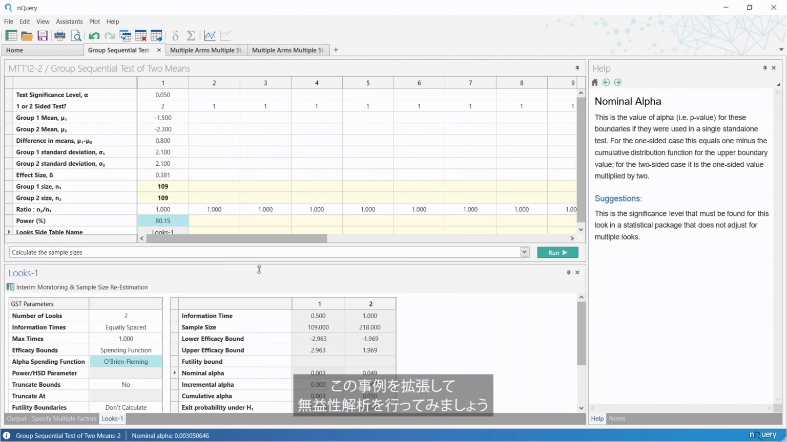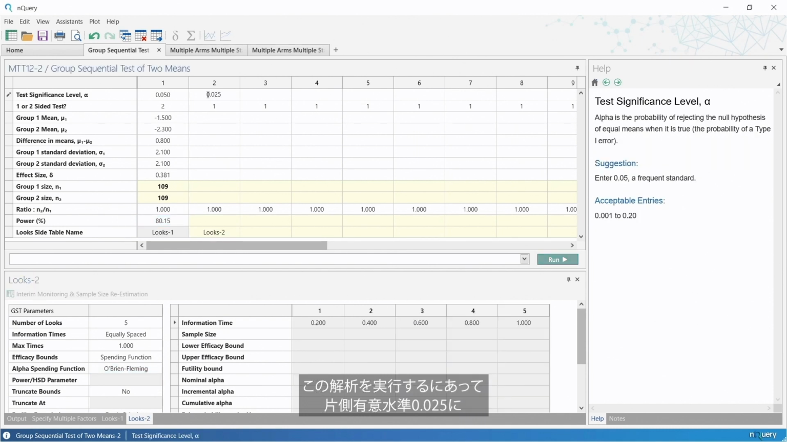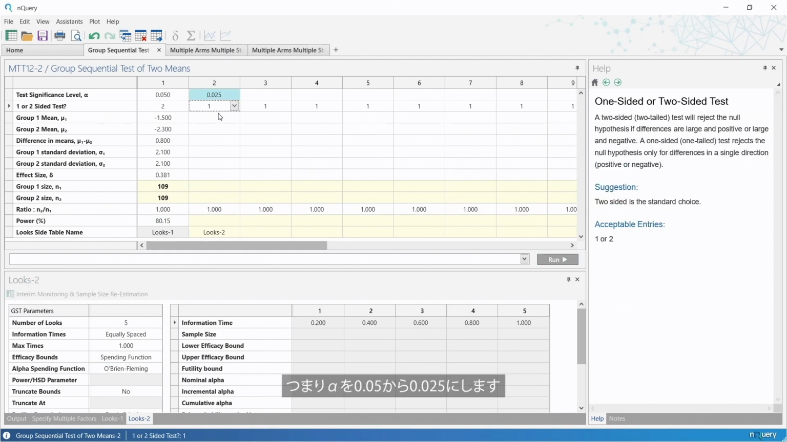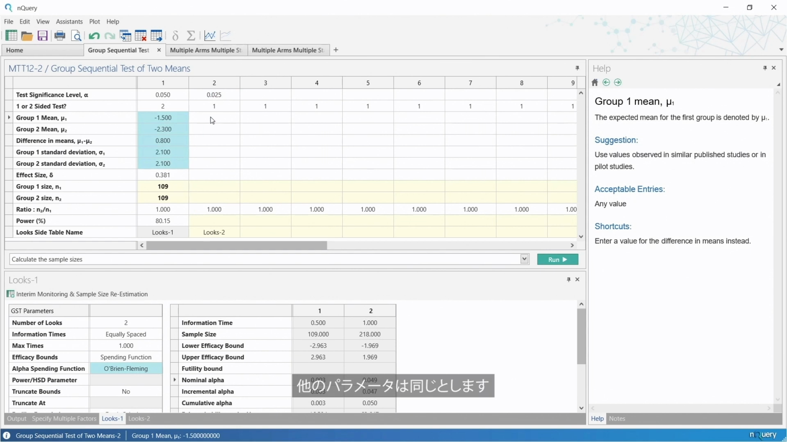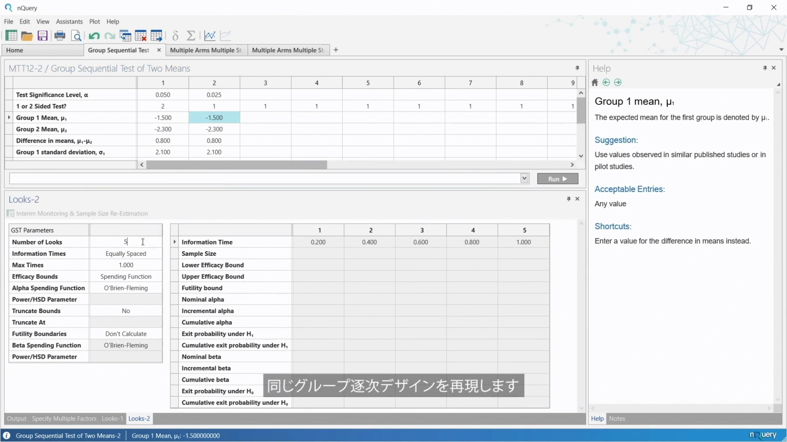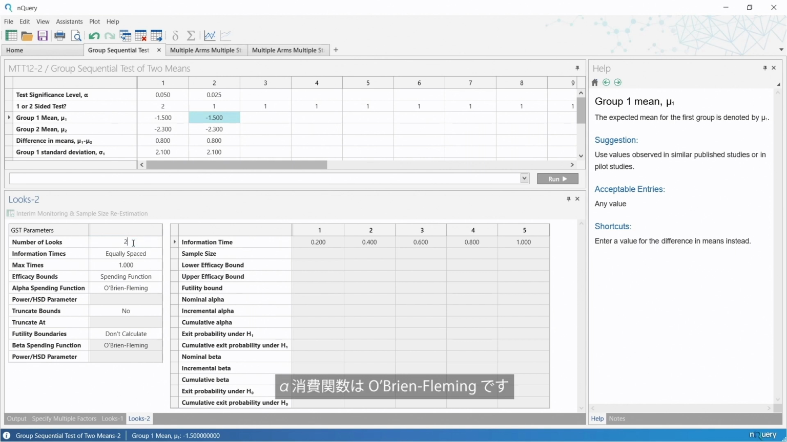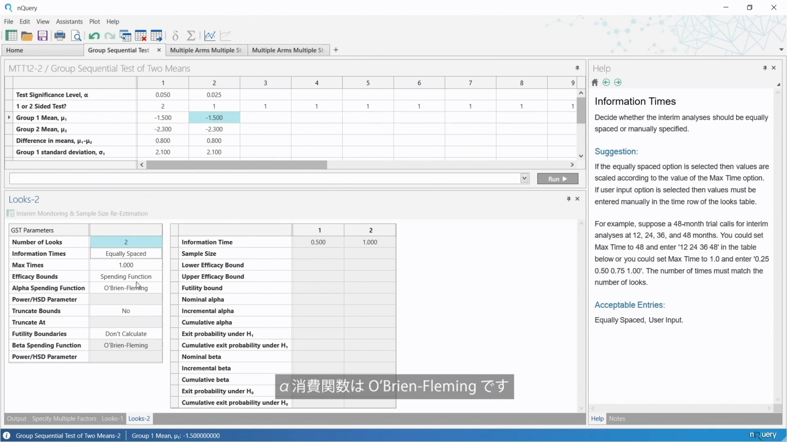Let's now extend this example to allow for a futility analysis. To do so, let's do this analysis at the one-sided level but at an equivalent alpha by halving 0.05 to 0.025. We will keep the other parameters the same, and then replicate the same group sequential design with 2 looks and an O'Brien-Fleming spending function.